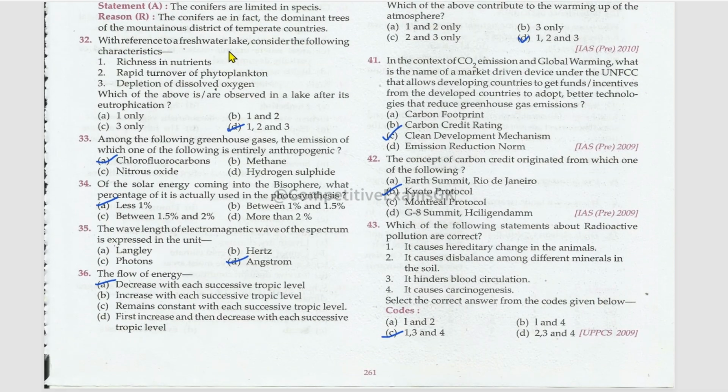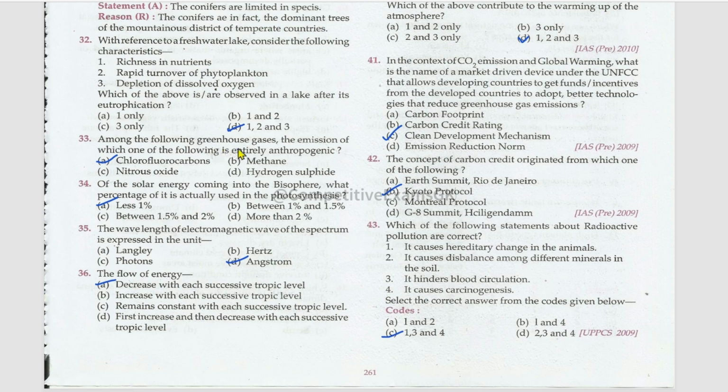With reference to a freshwater lake, consider the following characteristics. Which of the above is or are observed in a lake after its eutrophication? Richness in nutrients, right? Rapid turnover in phytoplankton, right? And depletion of dissolved oxygen. All of them are correct.